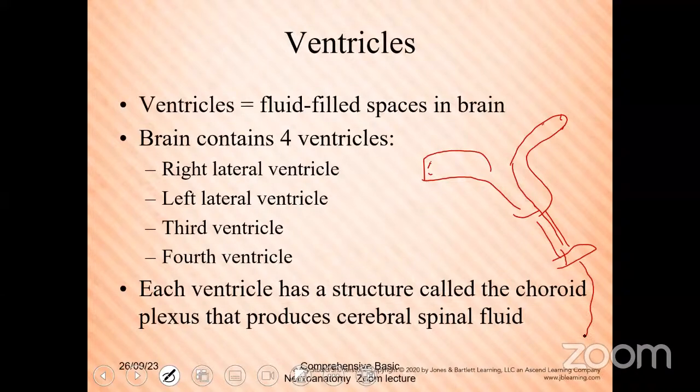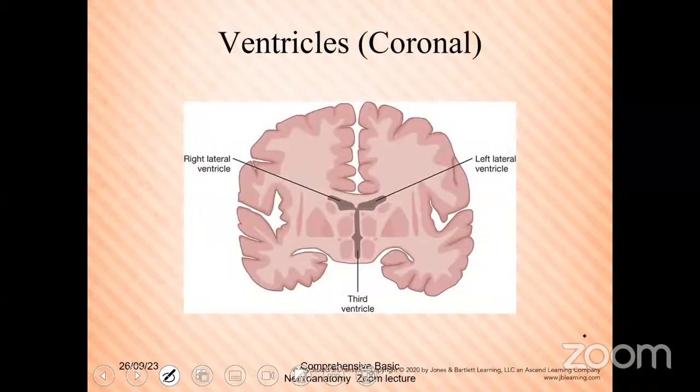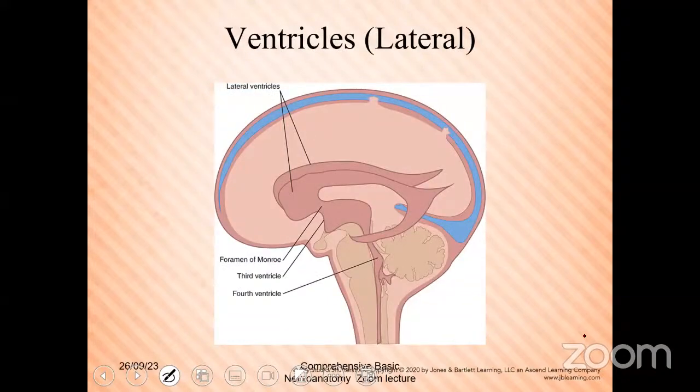Each ventricle has a structure called the choroid plexus that produces cerebrospinal fluid. You can see the lateral ventricle, and this is the third ventricle. On the lateral aspect, the foramen of Monro is connecting the lateral ventricles with the third ventricle. You are seeing a sagittal view, lateral view, and you can see the fourth ventricle here. So this is the third, this is the fourth, and the lateral ventricles.